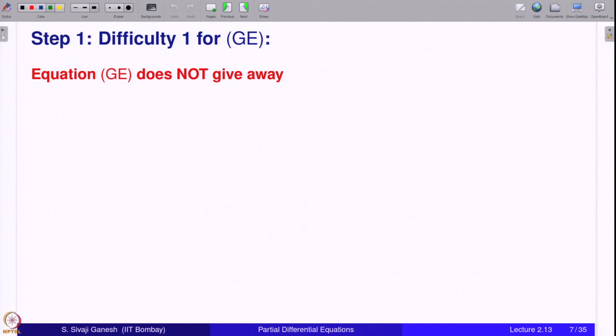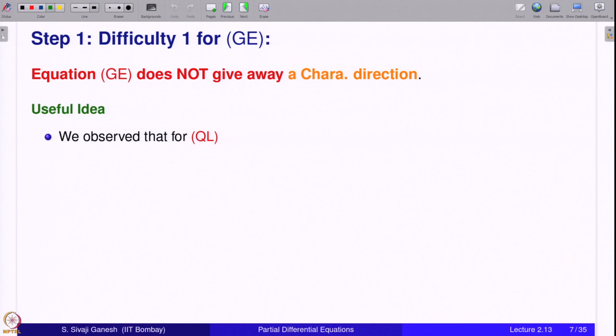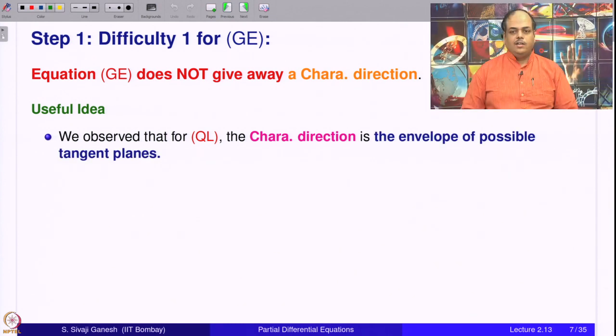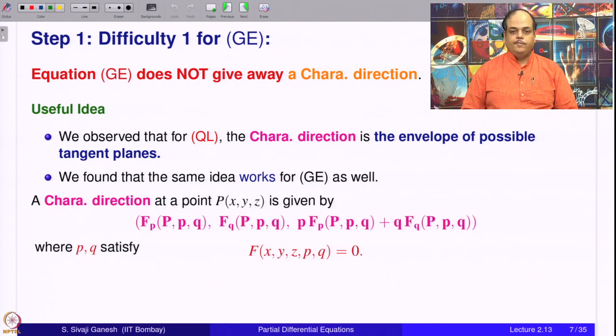Now, equation GE does not give away a characteristic direction. So, a usual idea: we observed that for quasi-linear equations, the characteristic direction is the envelope of possible tangent planes. In fact, the envelope of the possible tangent planes is a straight line which has the characteristic direction. We found that the same idea works for GE as well. So, the characteristic direction at a point (x, y, z) is given by (F_p, F_q, pF_p + qF_q).